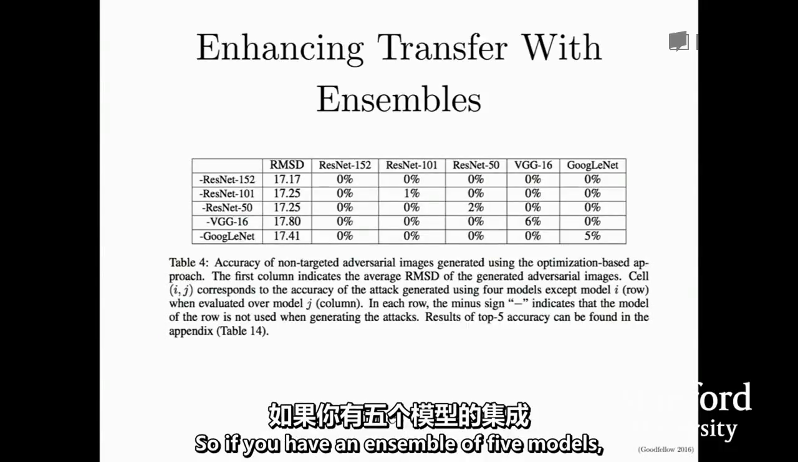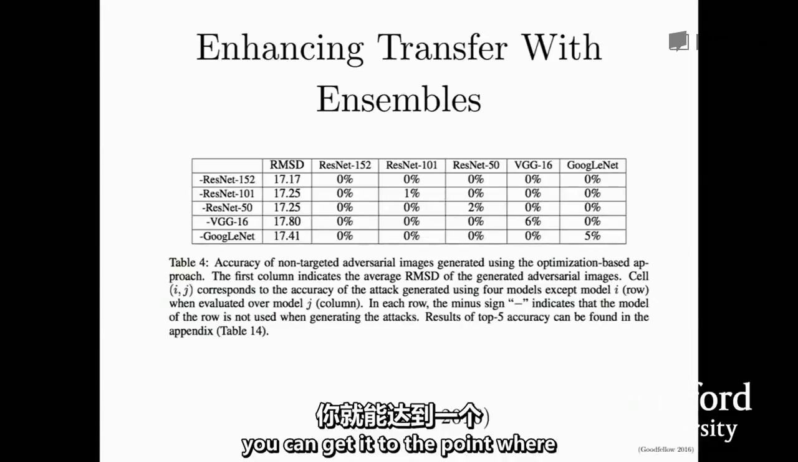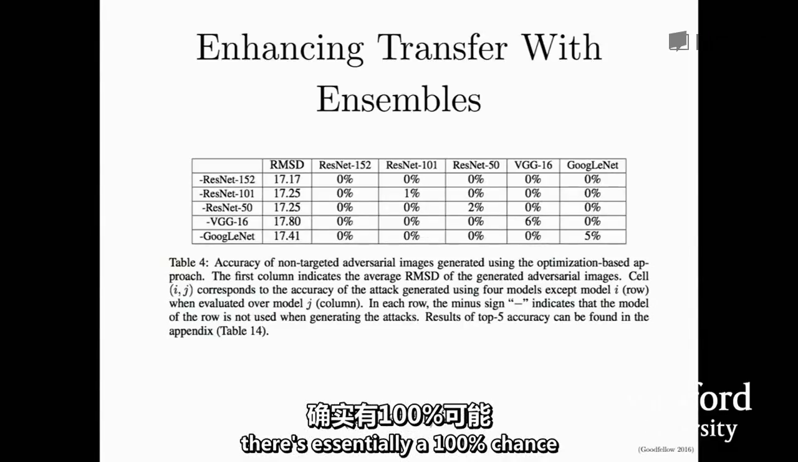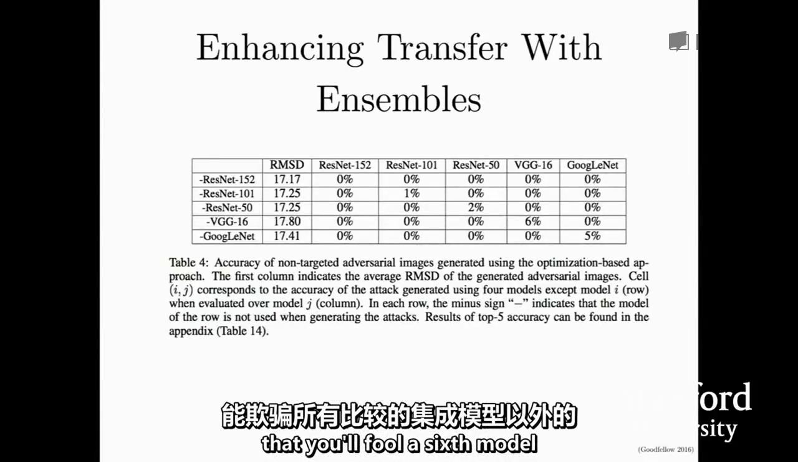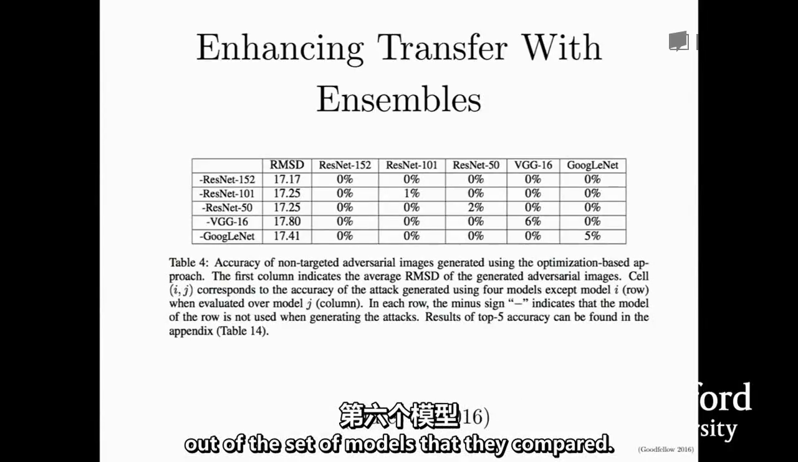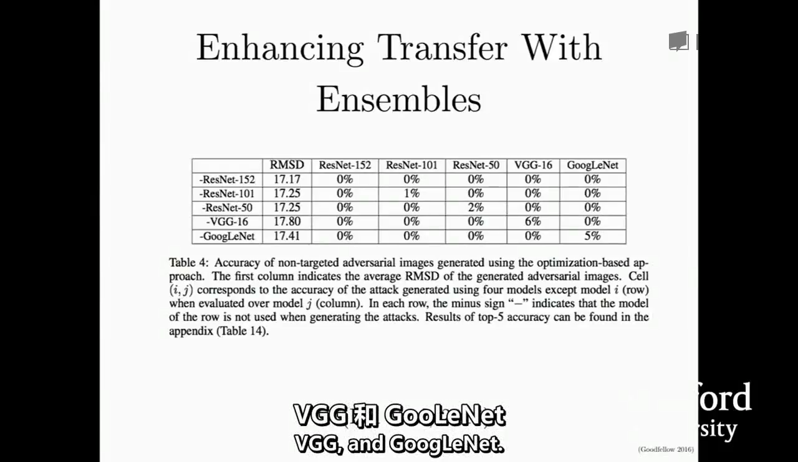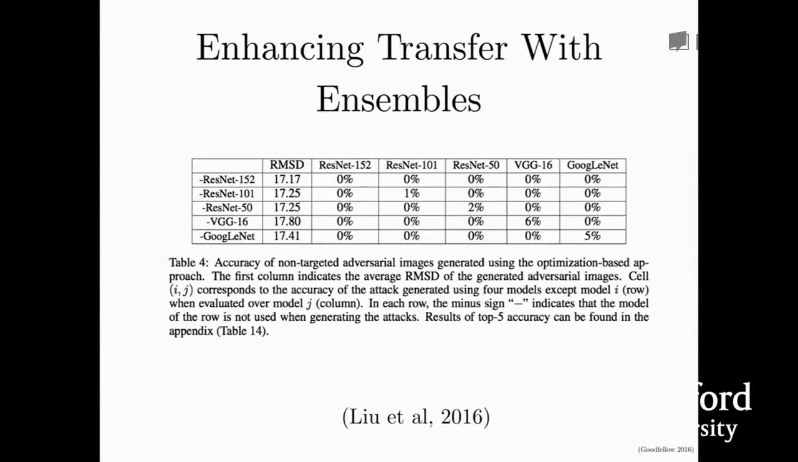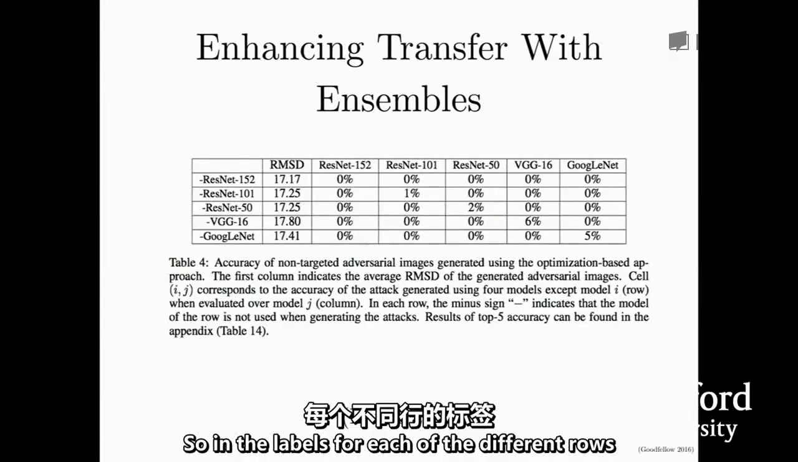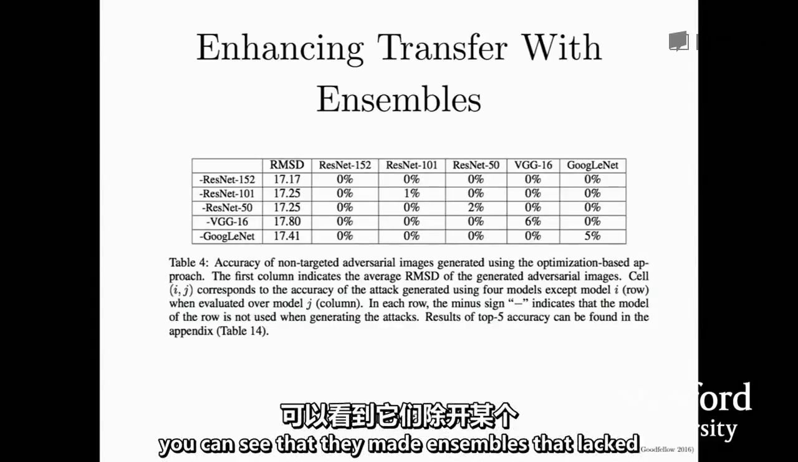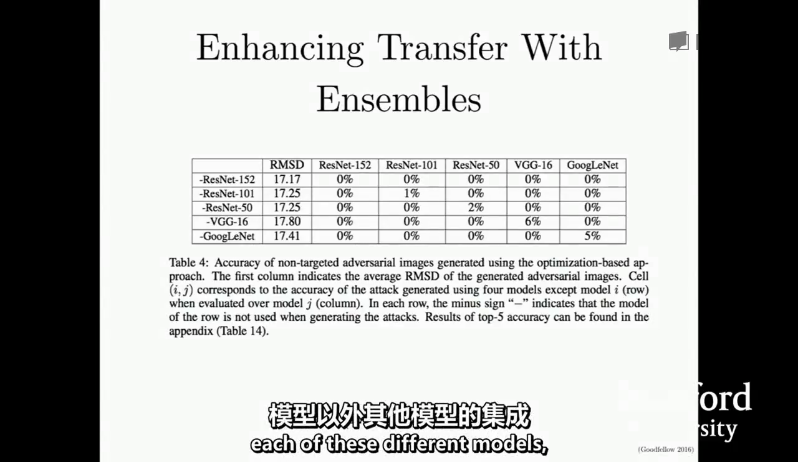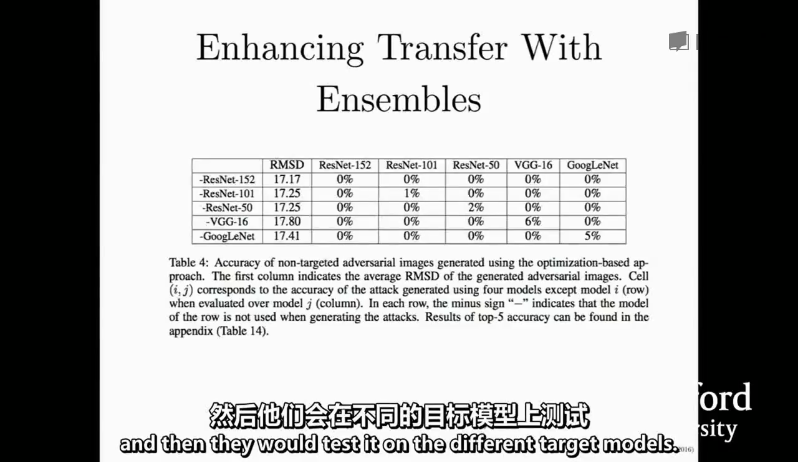So if you have an ensemble of 5 models, you can get it to the point where there's essentially a 100% chance that you'll fool a 6th model out of the set of the models that they compared. They looked at things like ResNets of different depths, VGG, and GoogleNet. So in the labels for each of the different rows, you can see that they made ensembles that lacked each of these different models, and then they would test it on the different target models.